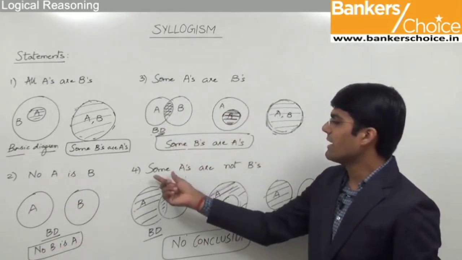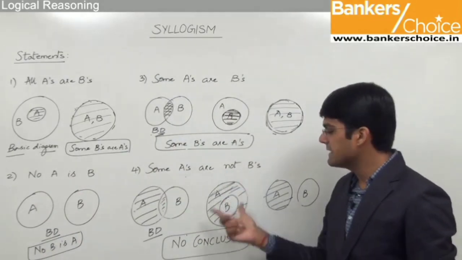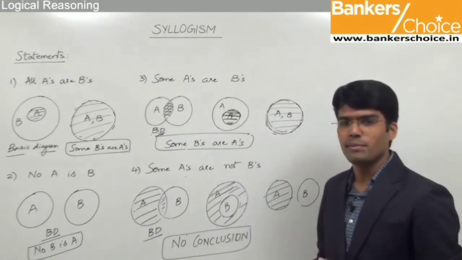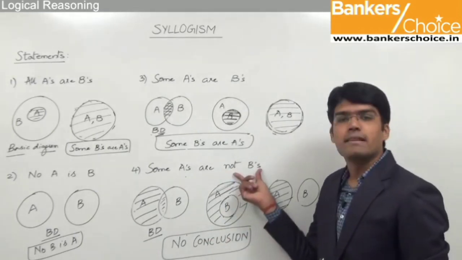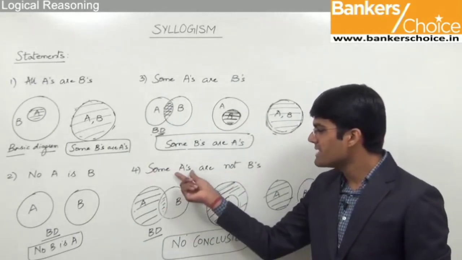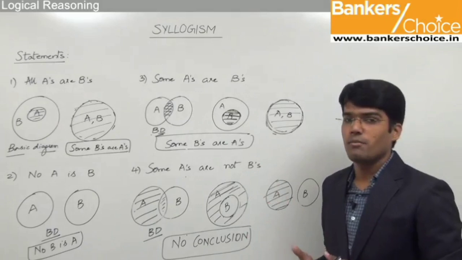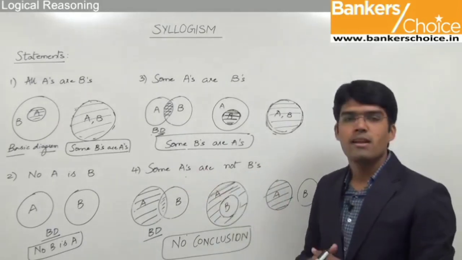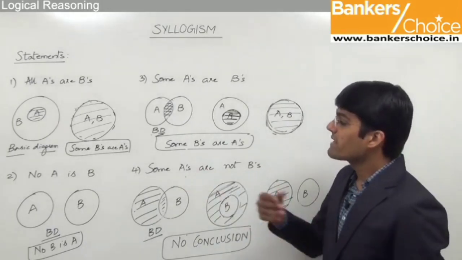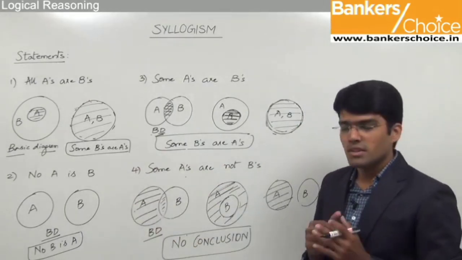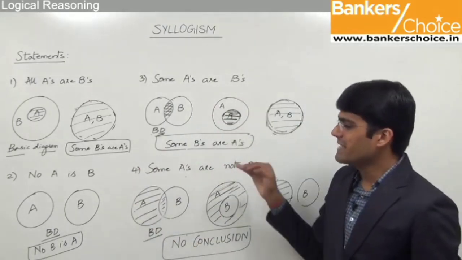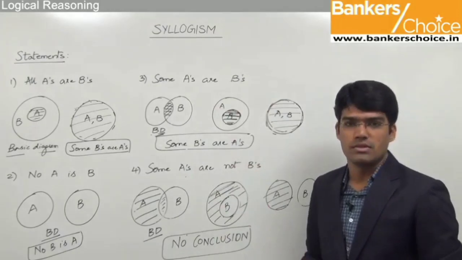And for the fourth statement, that is some A's are not B's, there is no conclusion. For example, let us assume that some tables are not fans. Now when the statement is some tables are not fans, there cannot be any direct conclusion which can be made out of it. So this is how we are supposed to use these conclusions for the given statements. So this is how for each of these given statements we have a direct conclusion.